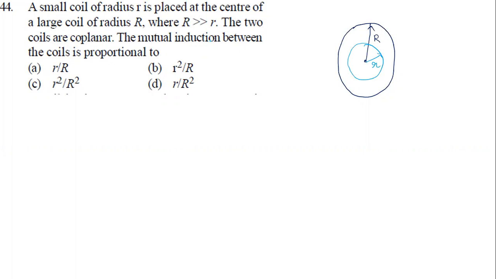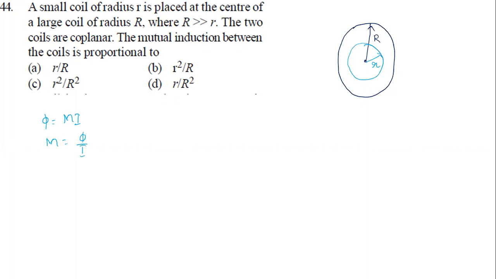The mutual induction between the coils is proportional to, they are asking. A simple thing we go for: what we know is the mutual inductance formula, the flux linked to the coil is M times the current flowing through this, right? Then can we take M equal to phi by I?